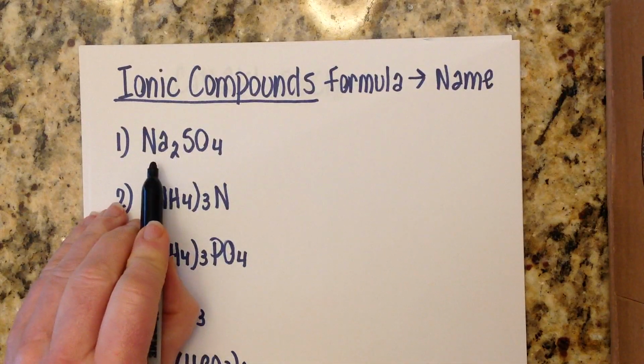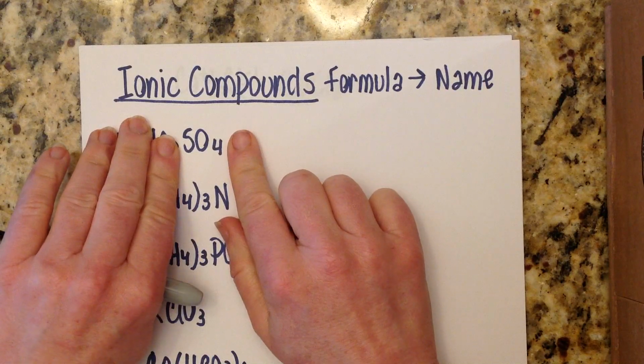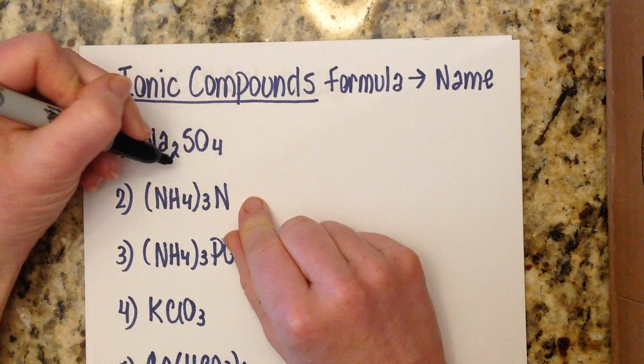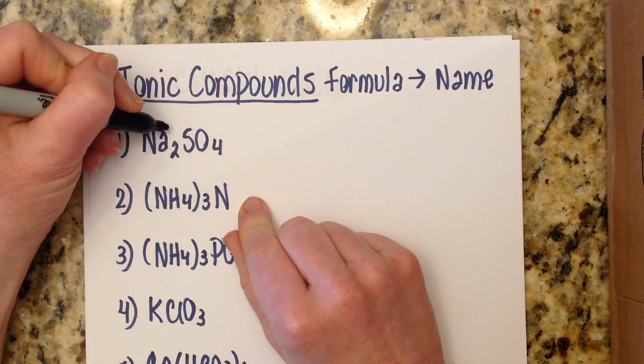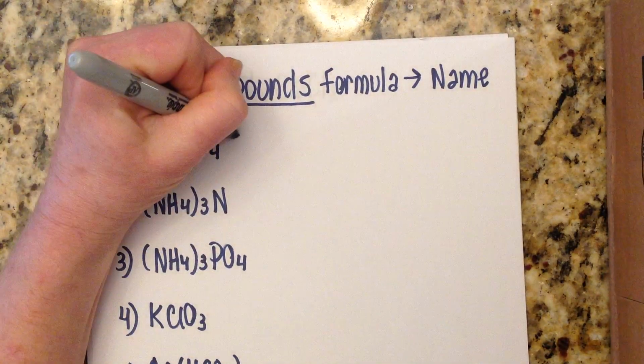So this is sodium. This is the polyatomic ion sulfate. It did have a -2 charge when it was by itself, but you can see what was a -2 here is now down here. What was a 1 here is now here. So this is just sodium sulfate.